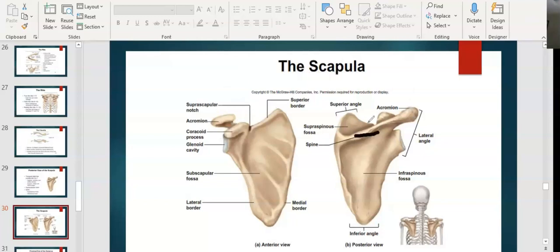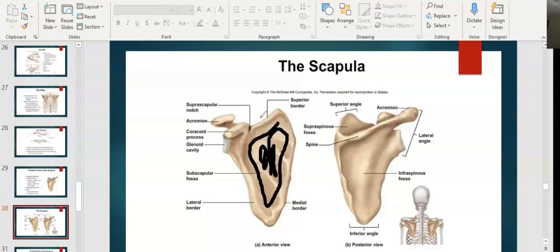This is the spine again. This space that you have on top of the spine is the supraspinous fossa. This space that you have right here below the spine is going to be the infraspinous fossa, and those are in the posterior view. In the anterior view, you're going to have this one, which is going to be called the subscapular fossa.